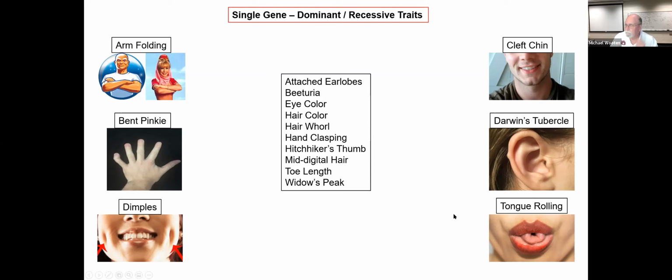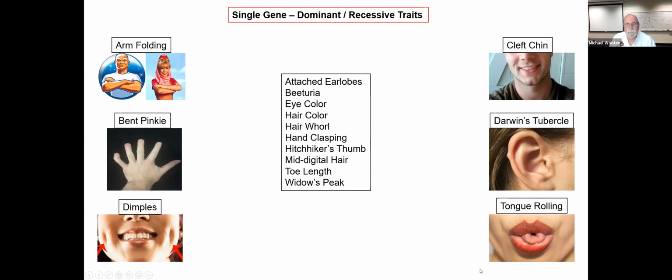You have Darwin's tubercle, which is this little idea that some people just have a smooth head on the ear back here. Some people have this little bump that's either on the inside or the outside. This is kind of on the outside. The other people, like me, have it on the inside. That's thought to be a recessive trait.